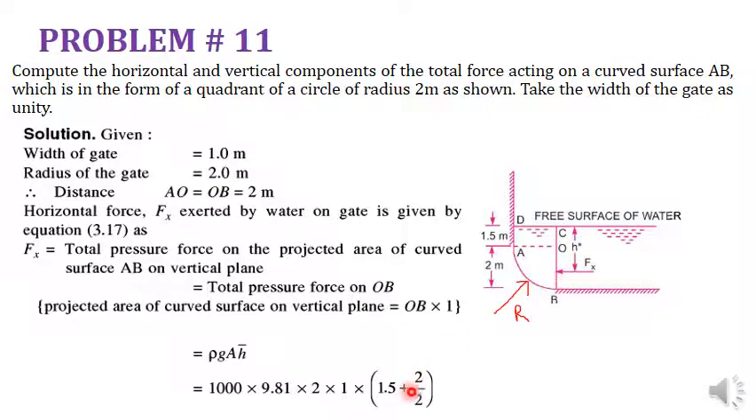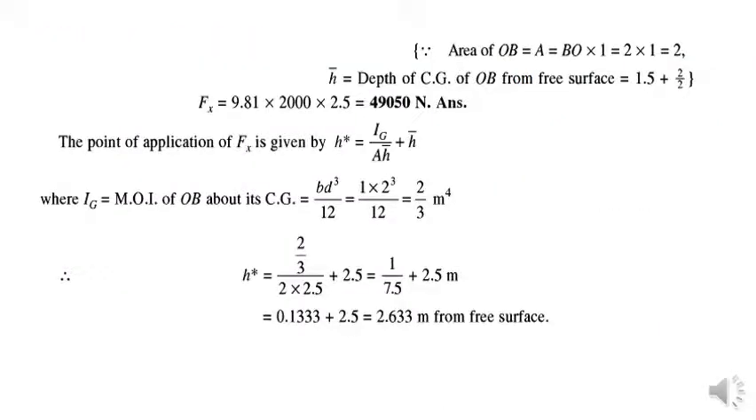You can input the value for h bar also. 1.5 is the distance from O to C, and then half of the area OB, that is 2 by 2. The radius is 2 meter, so half of it will be 2 by 2. So it will be the point.